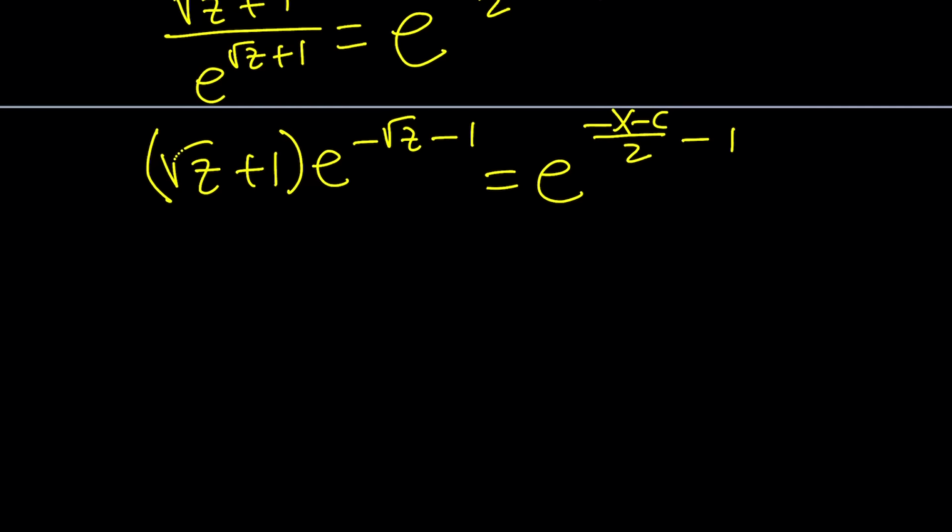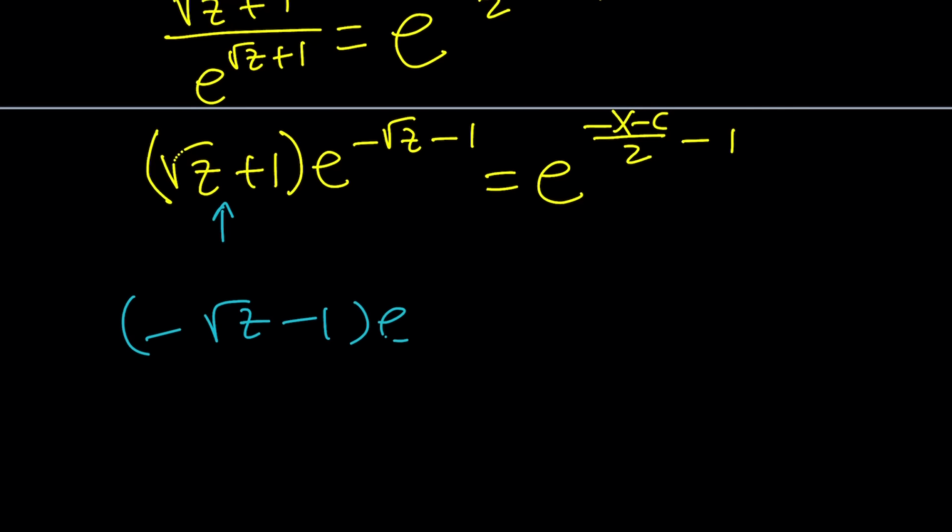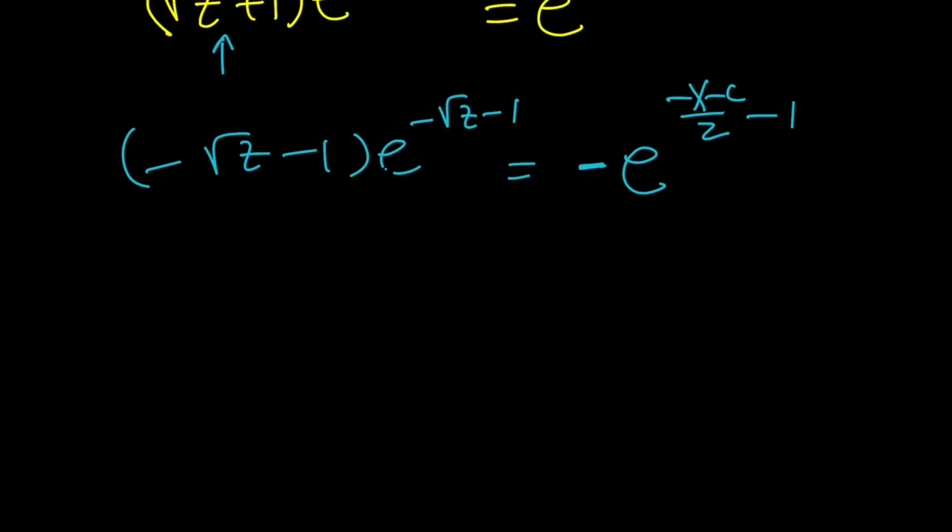Let's go ahead and negate, like multiply both sides by negative 1 because we do need t here. That's my t. So after multiplying by negative 1, I should probably just write the answer: negative root z minus 1 times e to the power negative root z minus 1 equals negative e to the power negative x minus c over 2 minus 1. The negative is only going to be in the front. And now I can do Lambert's W function on both sides, and hopefully we'll get the answer. Okay? Let's see. This equal sign does not belong there. Let's put it here. Okay.